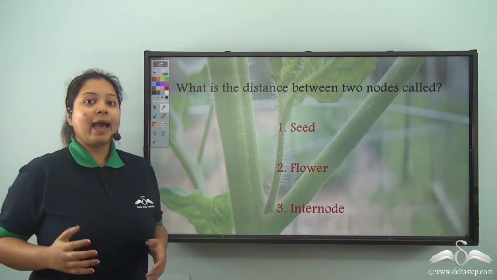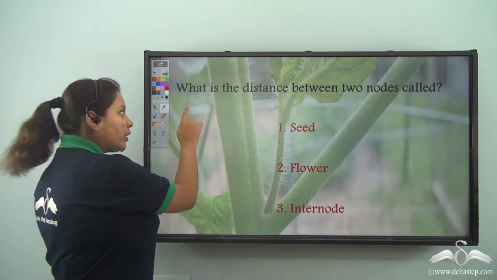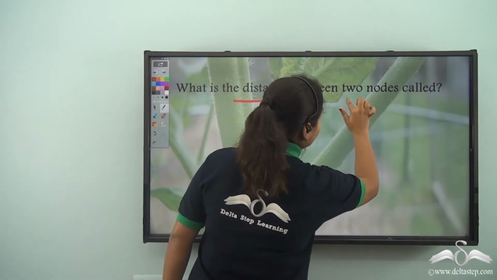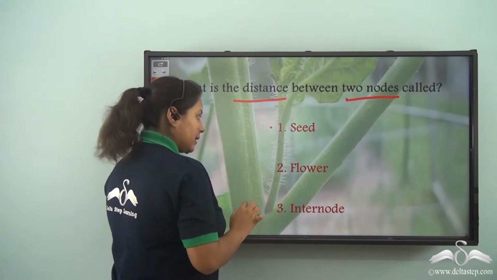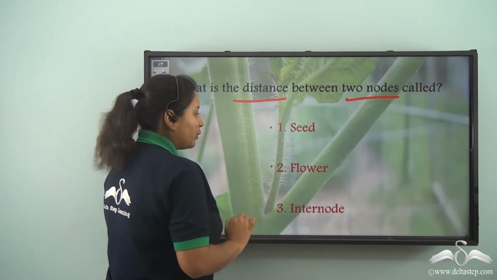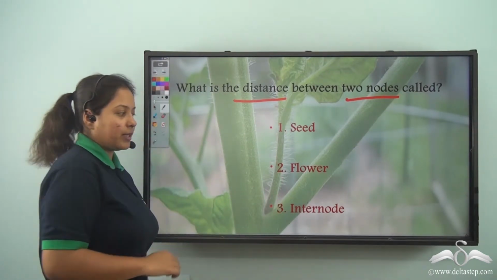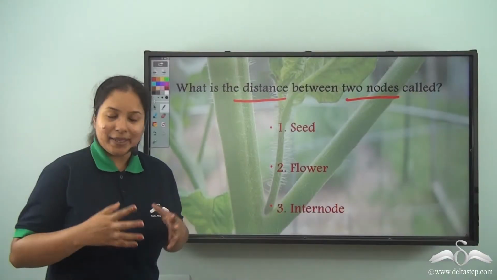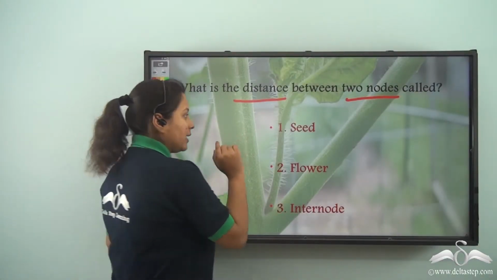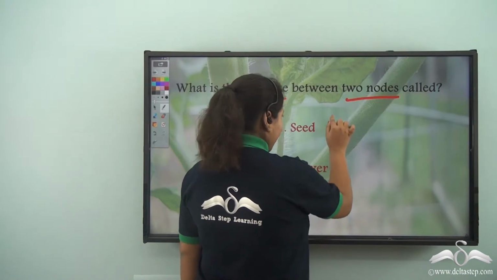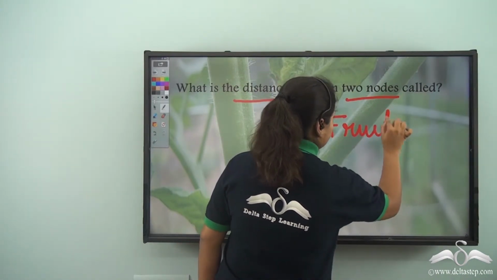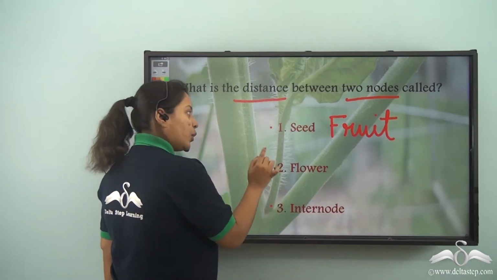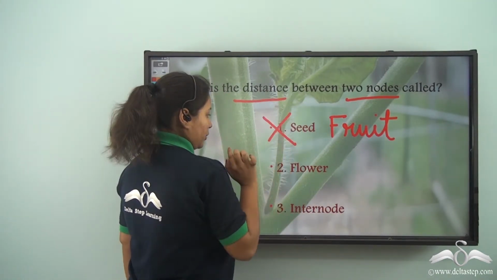So, I have a question for you. What is the distance between two nodes called? Is it option 1 seed, or option 2 flower, or option 3 internode? Let me tell you. Well, seed is a part of the plant which remains inside the fruit. So, it is not the distance between two nodes. This is a wrong option.